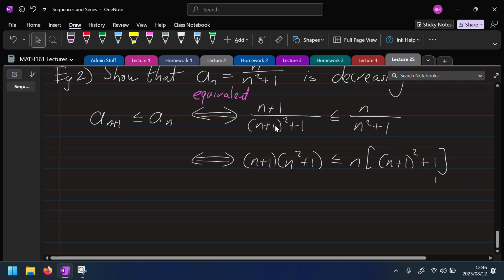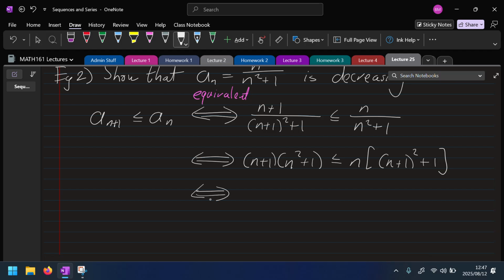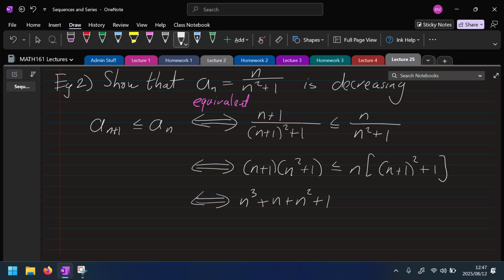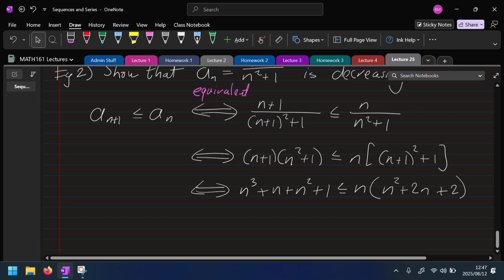Okay, but we can just distribute. That doesn't change anything. So this is equivalent to the same thing, but if we distribute, that's going to be n cubed plus n squared plus n plus 1. We haven't changed anything, we've just distributed. So this is less than or equal to n times (n plus 1) squared, that will be n squared plus 2n plus 1, and then we've got another plus 1, so plus 2. Again, we haven't done anything, we've just simplified. Nothing's been changed.